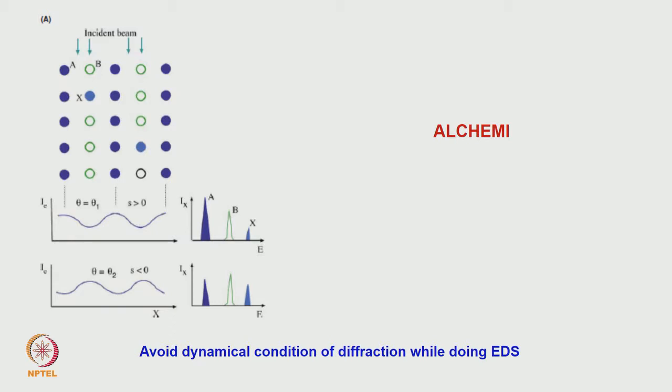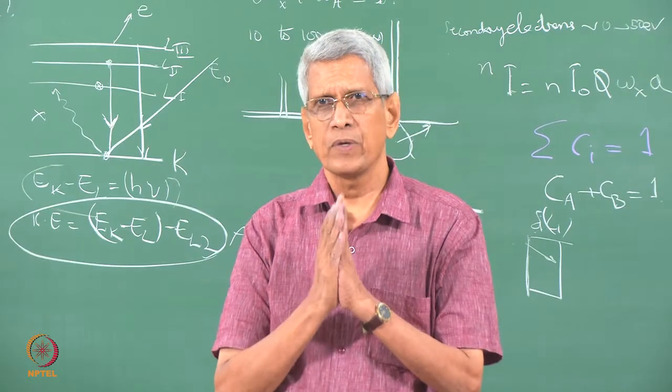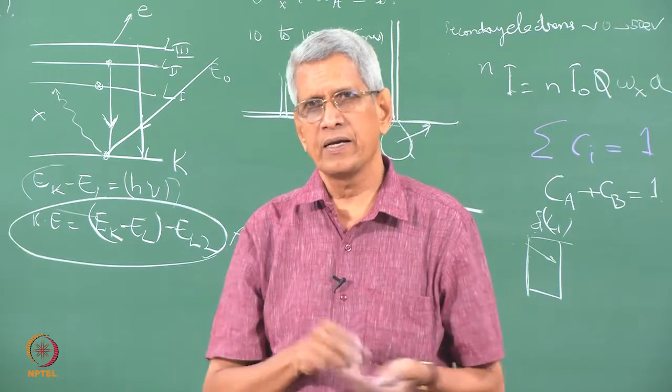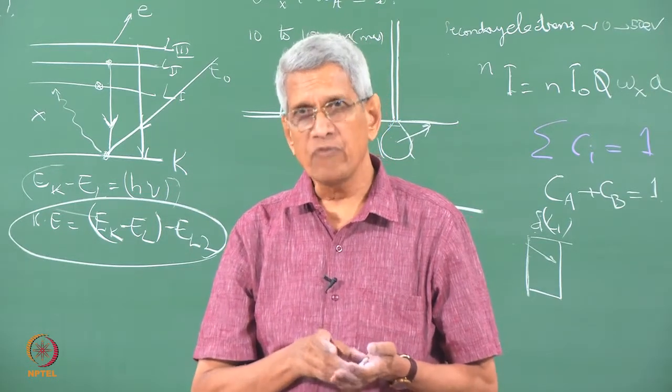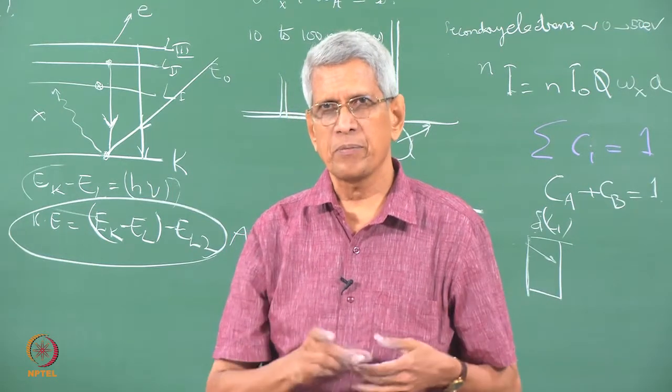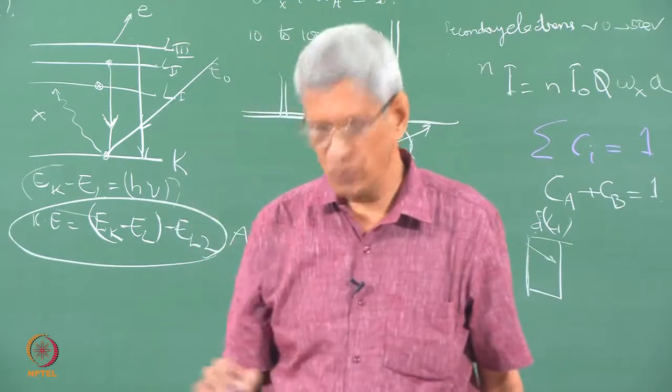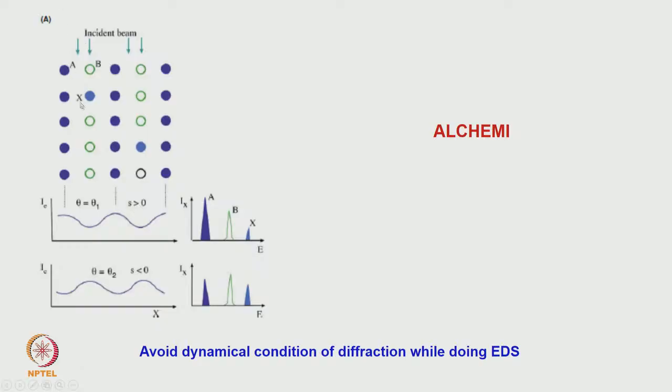Another very important technique is what is called ALCHEMI. This is essentially when we make the beam into a very fine focused beam and channel it through. In present-day microscopes with FEG and aberration correction, we can have a beam of the order of 0.1 nanometer. We can make the beam pass through a particular zone axis. Then, depending upon which direction it passes through, we can make it see some particular element, or some element may not contribute.